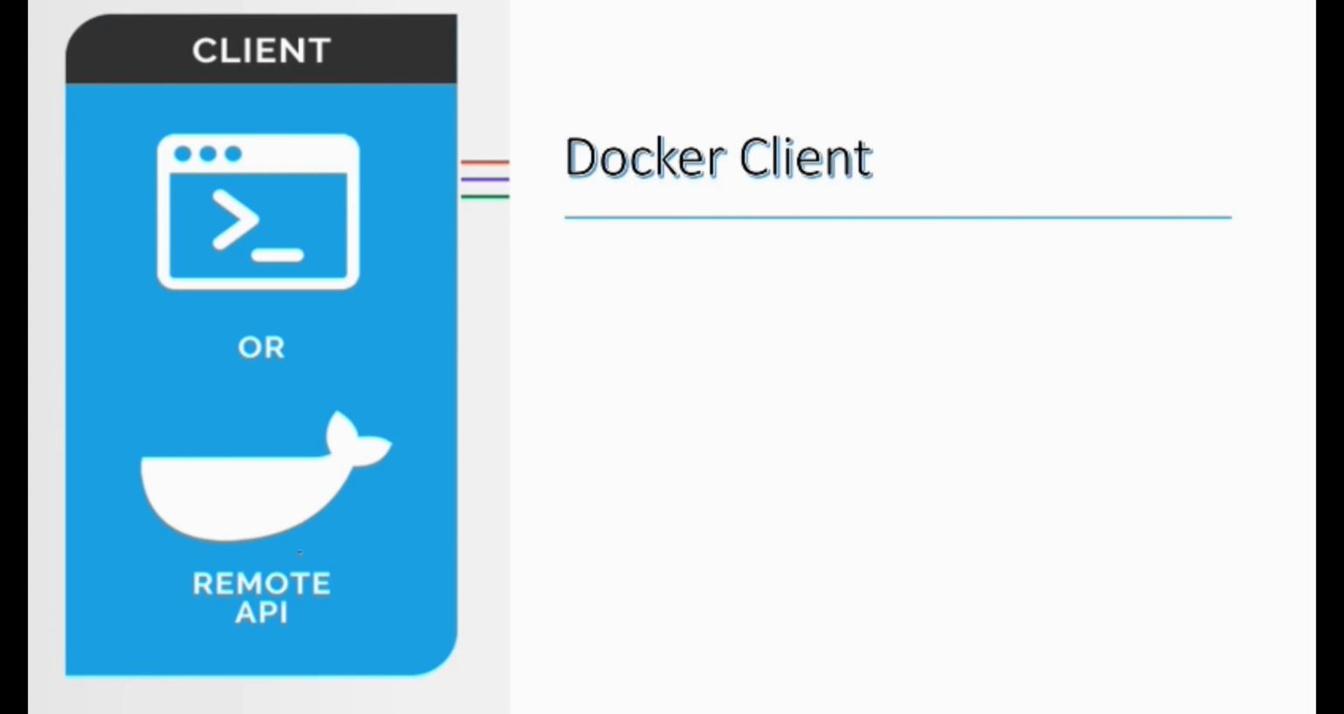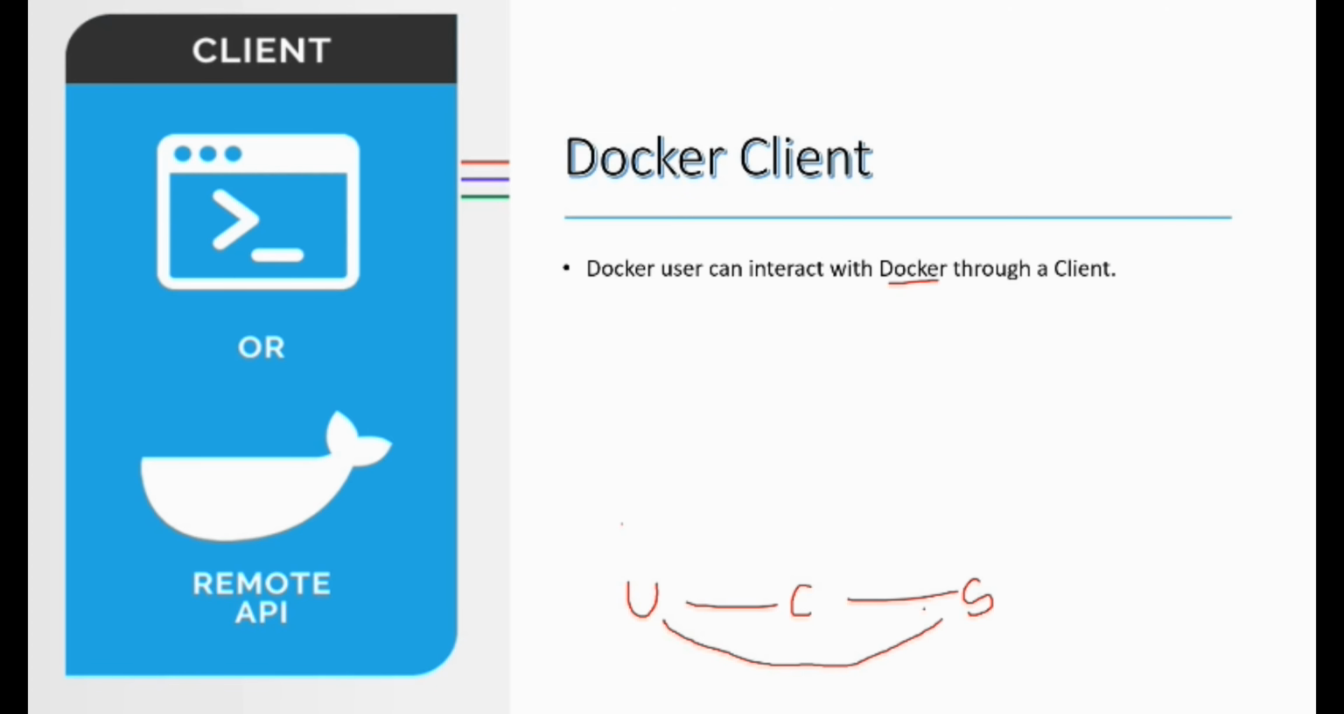Now talking about the client part, first, a Docker user can interact with Docker through a client. So you being the user want to connect to the server, and there is a client in between. The client is the interacting medium between the two, and you can't directly reach the server. You need something in between to talk to the server. So the client is that part. The client is the bridging gap between the user and the server.